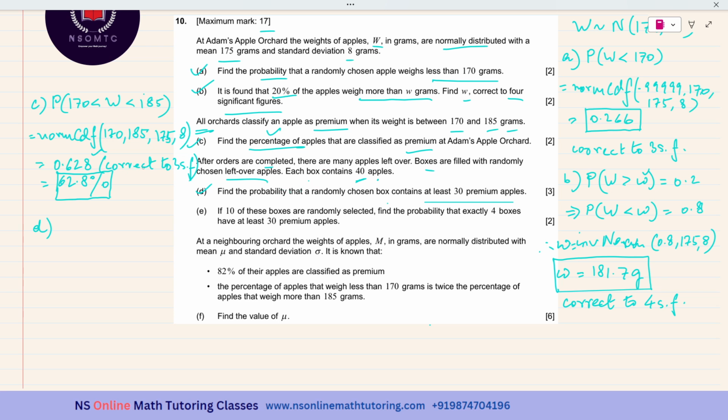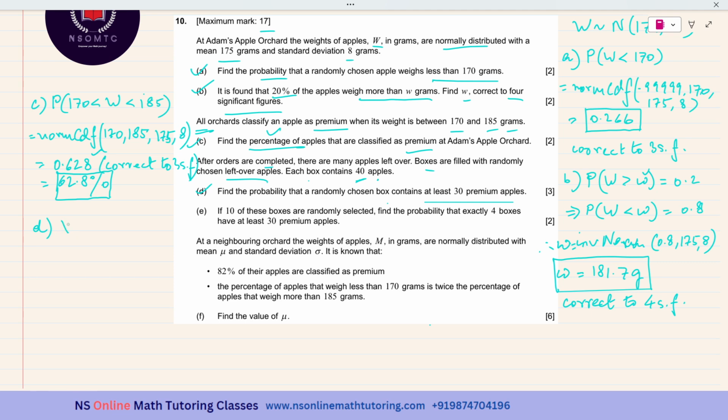The probability of one apple being a premium apple is not in any way affecting the probability of another apple being a premium apple. So the trials are independent. Therefore, this is a case of a binomial distribution. You have to first of all understand that. And what we are finding is the probability that a randomly chosen box contains at least 30 premium apples. So we are counting the number of premium apples. What is the binomial distribution variable? That we have to first of all define. It is the number of premium apples that are present in the box.